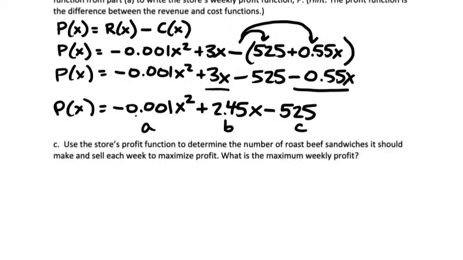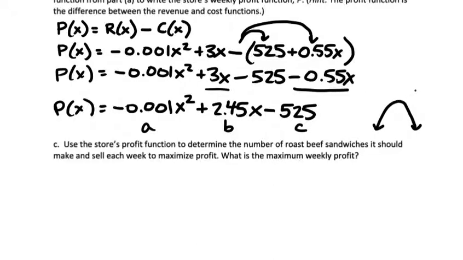My A here is negative, which tells me that the profit function is a parabola that opens downward. And remember, X is number of products. So what that means is that if I make a few sandwiches, I'm going to have kind of a low profit. If I increase my number of sandwiches that I make, then that's good, but I'll eventually reach a point where I'm making the maximum amount of profit.